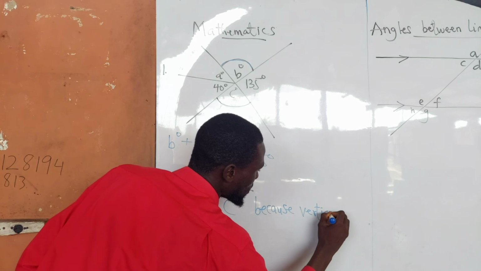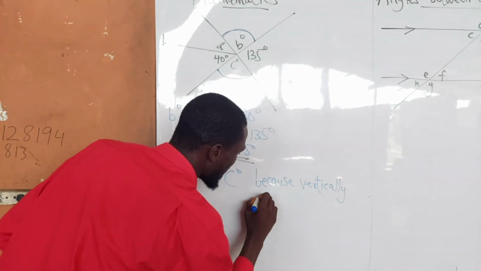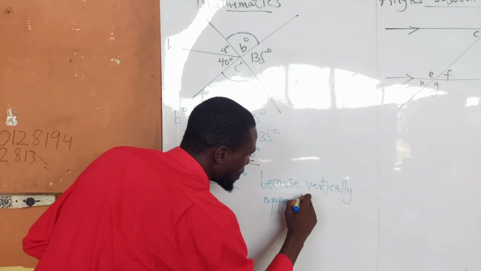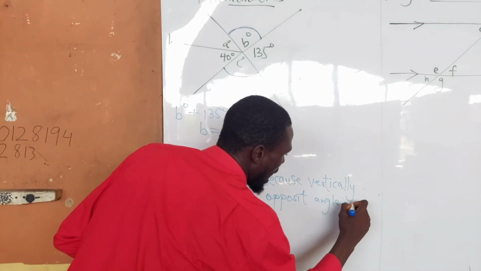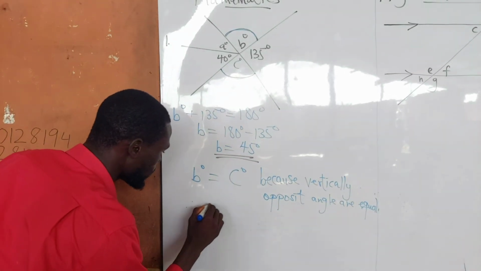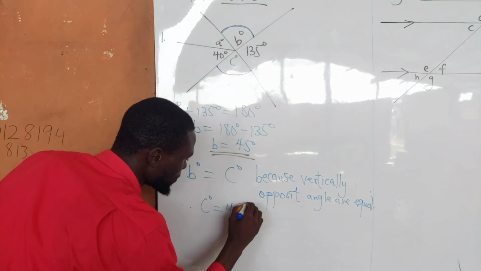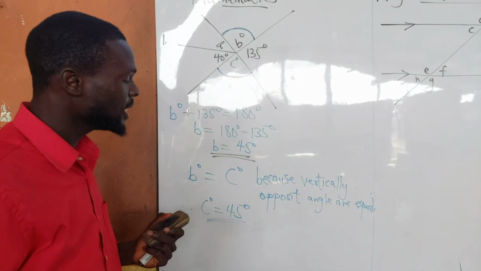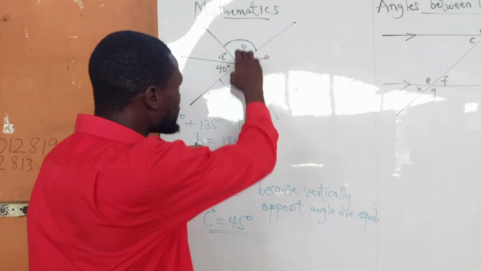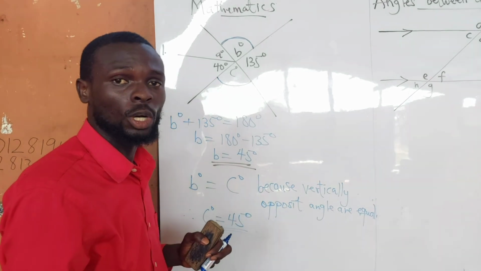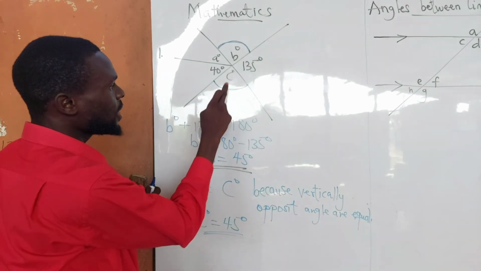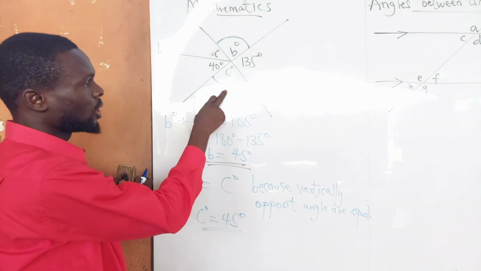So we can say B is equal to C because vertically opposite angles are equal. So we can say therefore C is 45 degrees. Now this is because vertically opposite angles are what? Are equal. So now we have the angle for B, we have the angle also for C.